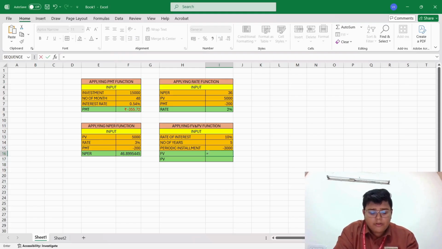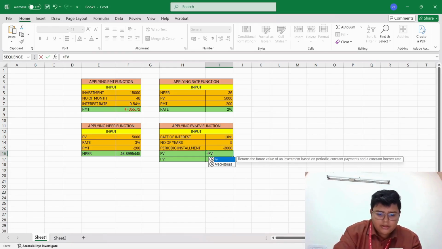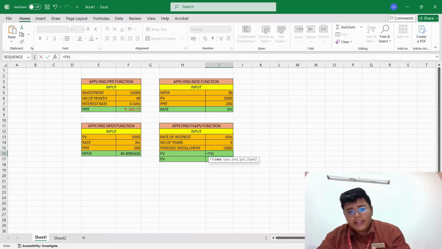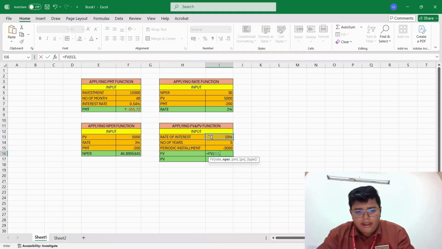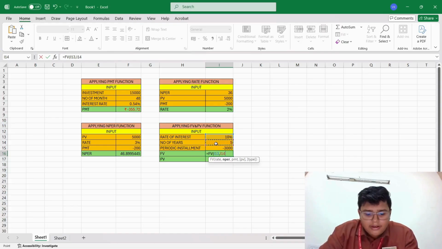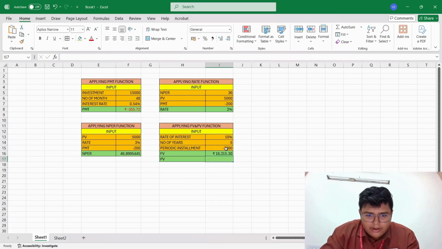It will not give the approximate value, but it will give the exact value. Then we will go to the FV function. We click equal to FV, open bracket. First it is asking for rate, which is 10 percent, so we select this cell. Next it is asking NPER, and it will take 5 years. Then the periodic investment, PMT, is 3000. Then we close it and press enter.